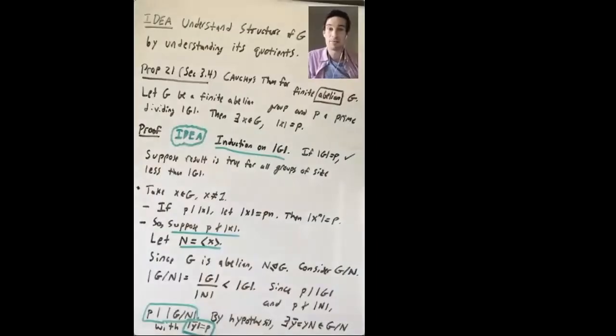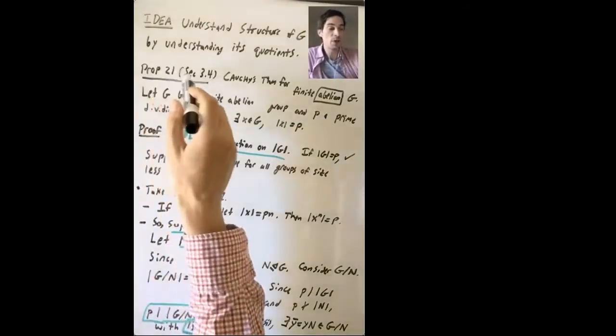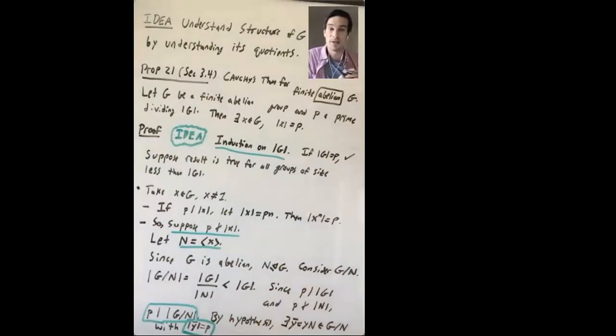Now that we understand much more about quotient groups, I want to use this video to introduce a big idea: that we're going to try to understand a group G and its structure by understanding its quotient groups. So I want to show you this idea with an example. I'm going to do Proposition 21 in Section 3.4 of Dummit and Foote. So we moved out of the isomorphism theorems into a new section.